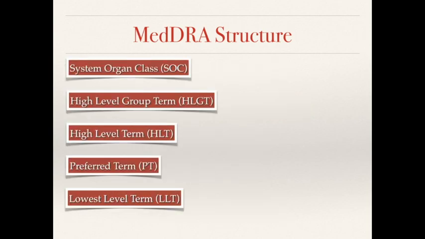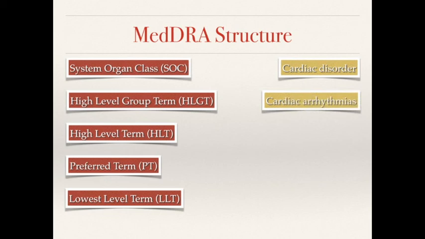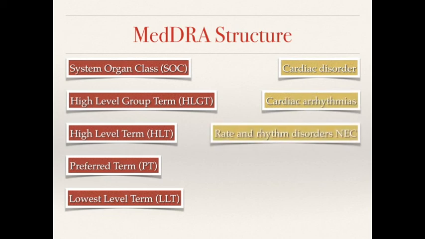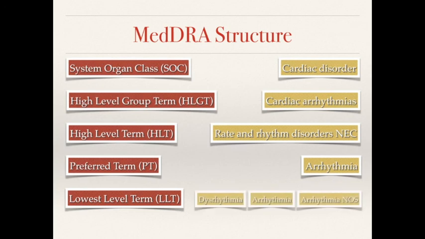Here is an example of how MedDRA structure is applied. The SOC is a cardiac disorder. Subordinate to that would be cardiac arrhythmias. The HLT is rate and rhythm disorders, not elsewhere classified, with a subordinate PT of arrhythmia. Finally, the LLTs can be dysrhythmia, arrhythmia, and arrhythmia not otherwise specified. If you notice, the terms become more specified as you go down the structure.